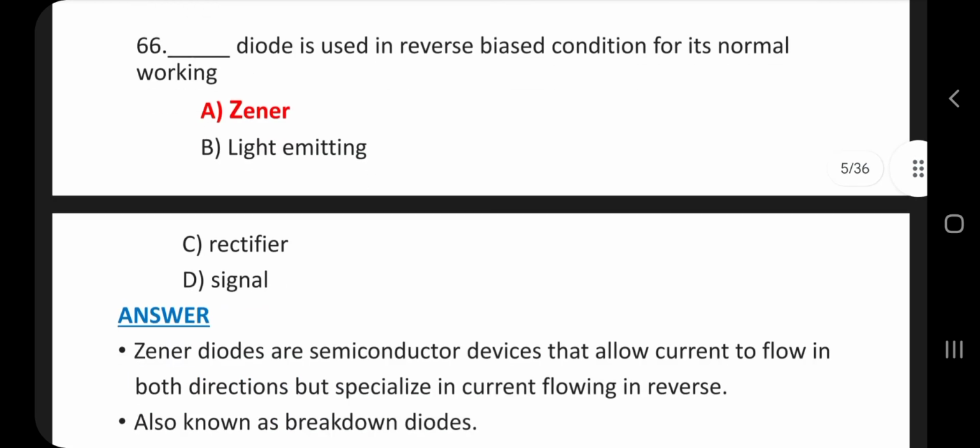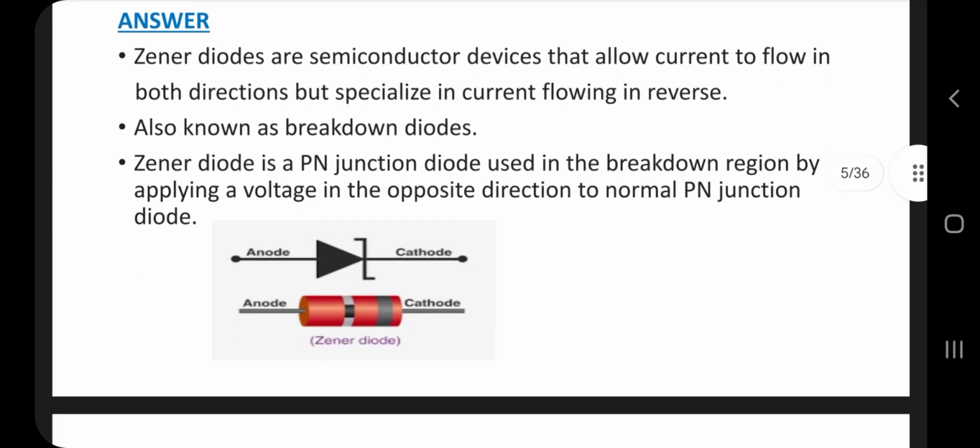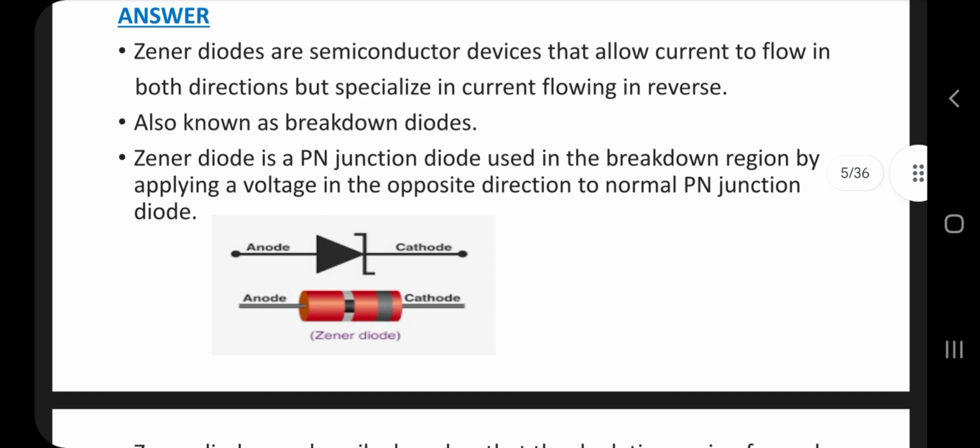66. Dash diode is used in reverse biased condition for its normal working. Answer is option A, Zener. Zener diodes are semiconductor devices that allow current to flow in both directions but specialize in current flowing in reverse. Also known as breakdown diodes. A Zener diode is a PN junction diode used in the breakdown region by applying a voltage in the opposite direction to a normal PN junction diode. This is the symbol of the Zener diode.